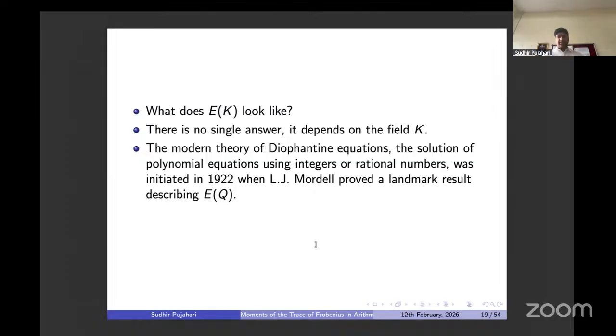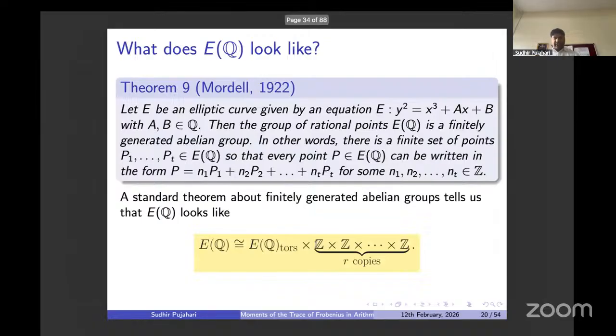Of course, it depends on K. In 1922, Mordell proved that the group is abelian, which is pretty obvious. The way we have defined our operation, whether you add P1 with P2 or P2 with P1 doesn't matter, because you are drawing a straight line. So this group is abelian, pretty obvious.